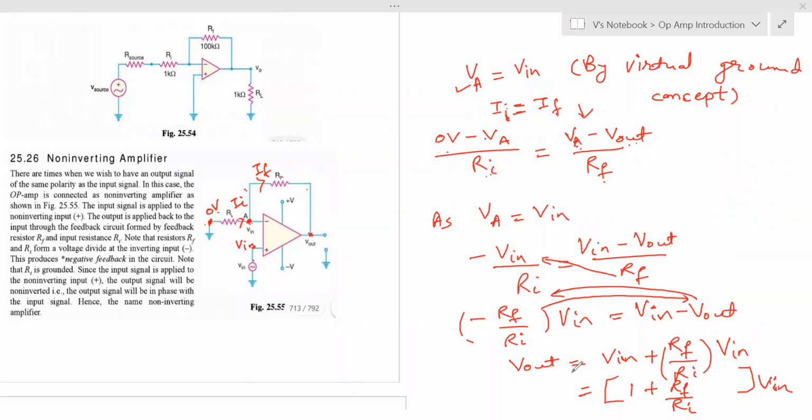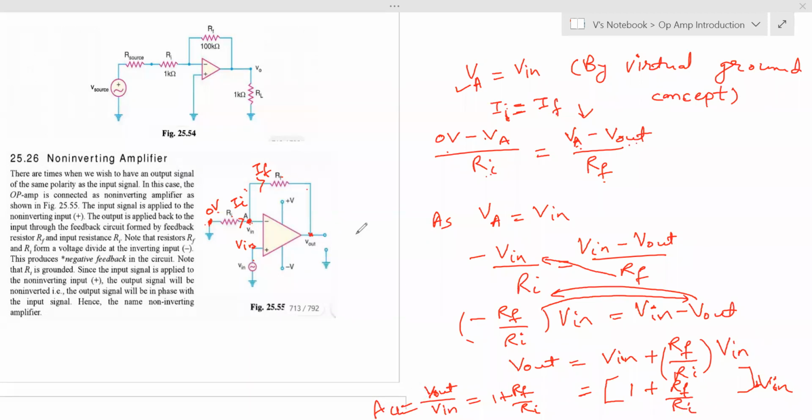Now Vin is multiplied to this bracket, right? So take this Vin to the other side so that it will go to the denominator, because here it is in the numerator. So cross multiplication we will have. So Vout upon Vin equals this bracket, 1 plus Rf upon Ri. And what is the left hand side quantity? Vout upon Vin is nothing but the gain, the closed loop gain.